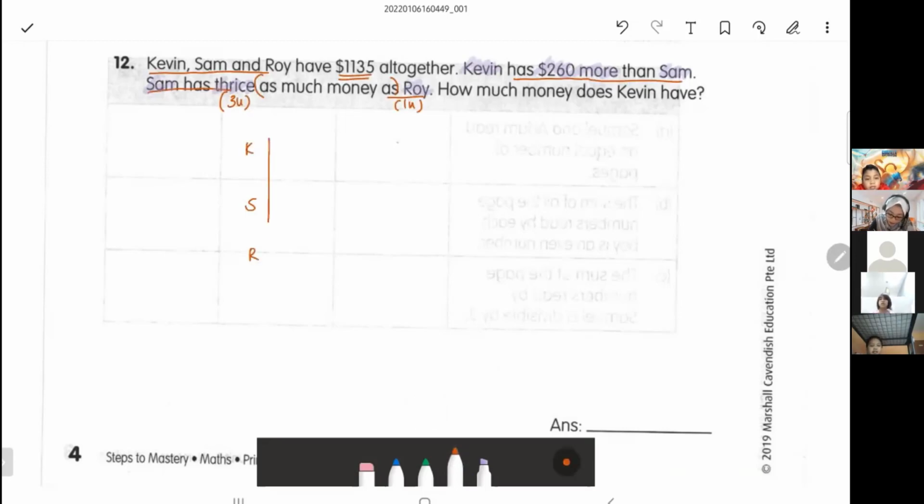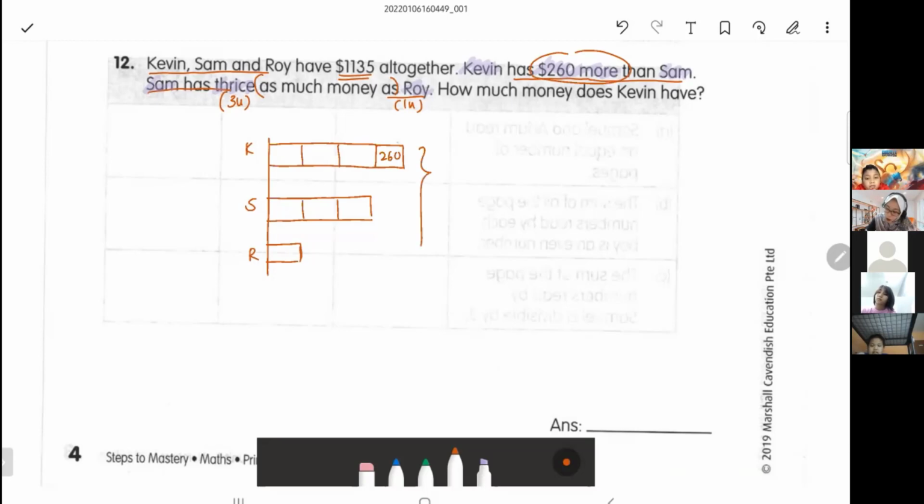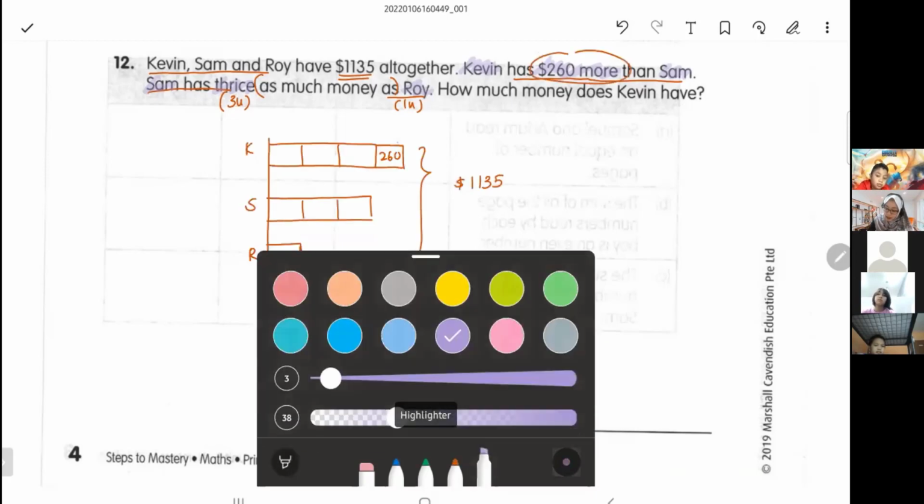So I know that Roy has 1 unit. Sam has 3 units. Right? Like this, right? Then Kevin has $260 more than Sam. So Kevin will have the same as Sam, but there is an extra 260, right? And they have a total of $1,135.